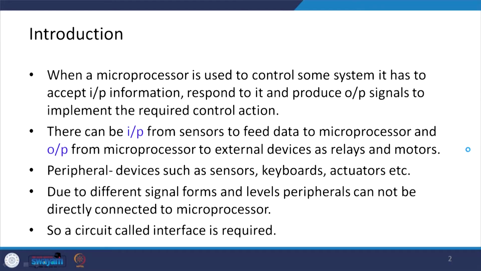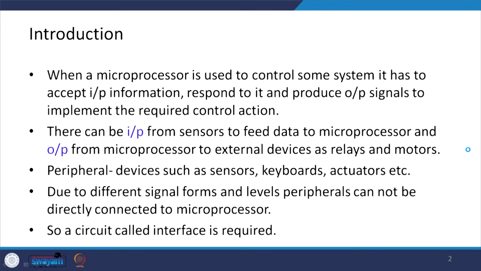As I said, communication system means how the devices communicate with each other, and the input output means the connection of these input and output devices to the microcontrollers or microprocessors. So, when a microprocessor is used to control some system, it has to accept the input information, respond to it and produce an output signal to implement the required control action. This is ideally what happens actually.